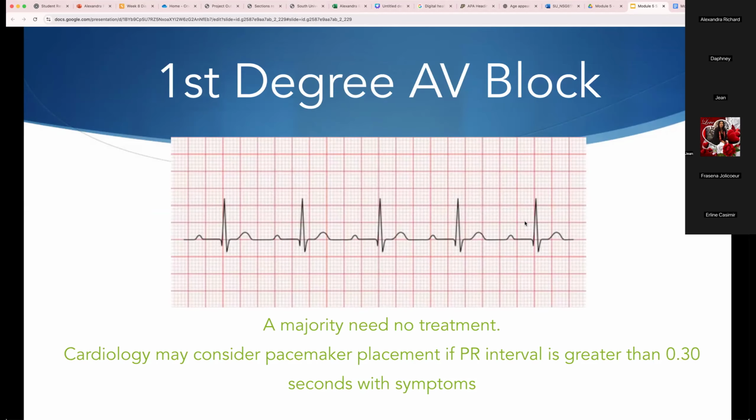So for first degree heart block, remember this is the one where it's always too long, but they're always the same. A majority of cases of first degree heart block require no treatment. The cardiology may consider a pacemaker if the PR interval is greater than 0.30 seconds with symptoms.